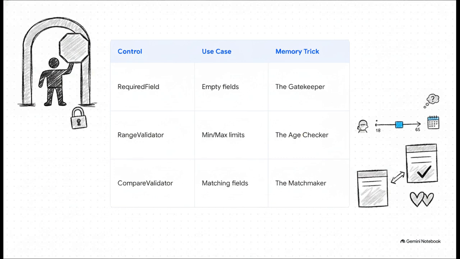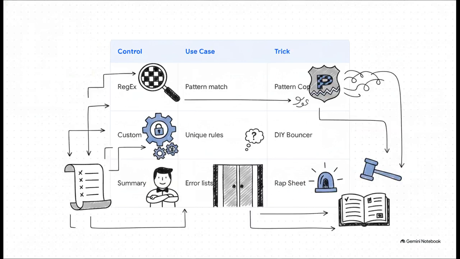Next, the RangeValidator. Problem, values outside acceptable limits. Use it for numbers or dates, like forcing an age input to be exactly between 18 and 65. Trick, the age checker. Finally, the CompareValidator. Problem, mismatched data. Use it when comparing two fields, like ensuring a password and confirm password box are totally identical. Trick, the matchmaker. Rounding out the masterclass, we have the RegularExpressionValidator. It solves pattern matching. Use it for emails or phone numbers, like forcing the format of a zip code. Memory trick, the pattern cop.